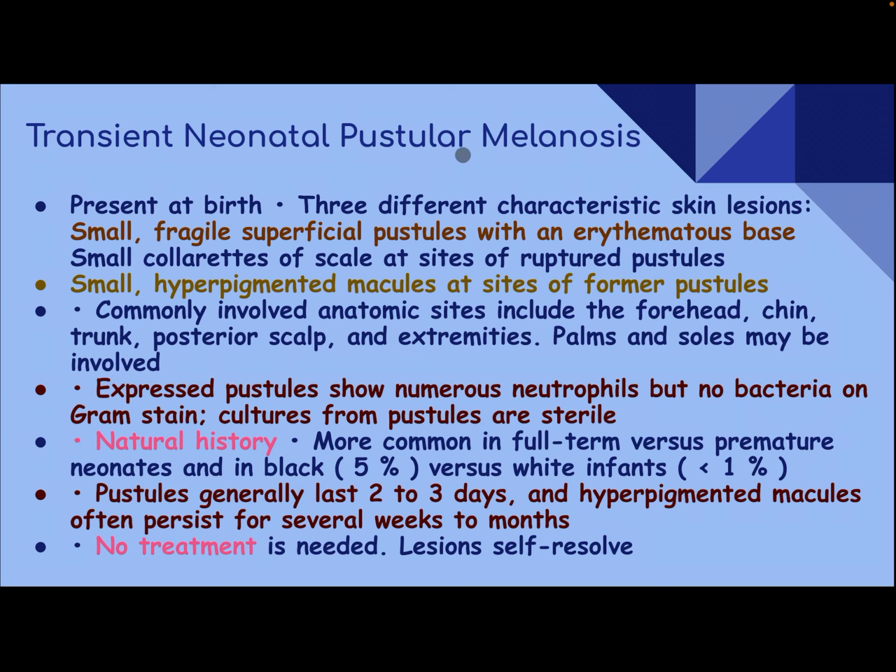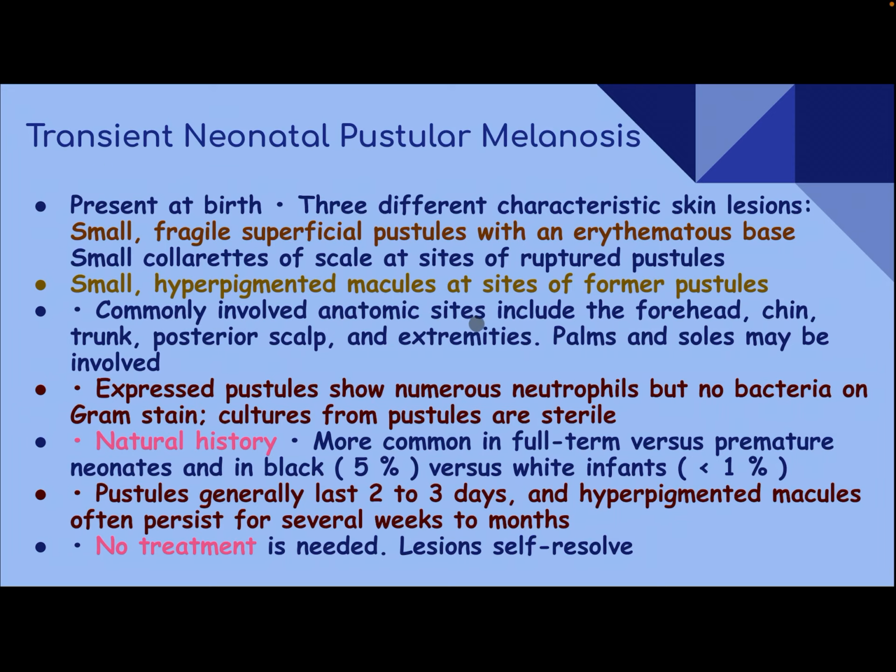Transient neonatal pustular melanosis, present at birth. Three different characteristic skin lesions: small, fragile, superficial pustules with an erythematous base; small, collarette of scale at the site of ruptured pustules; and small, hyperpigmented macules at the site of former pustules.